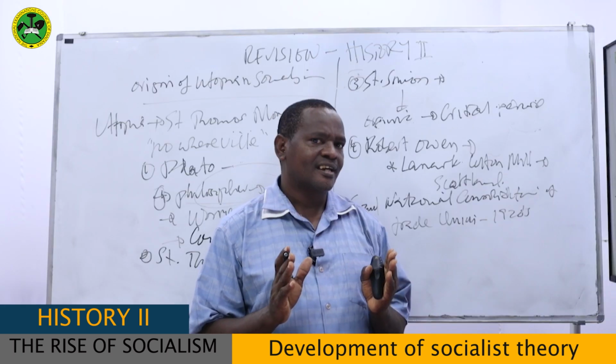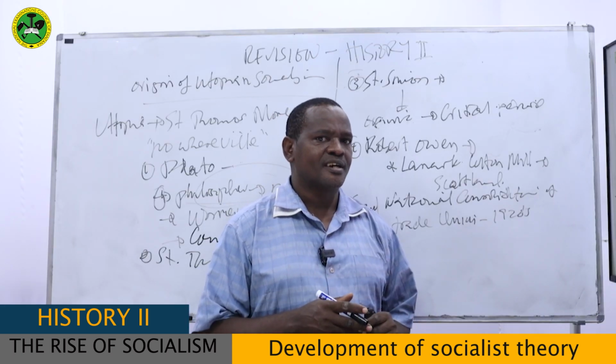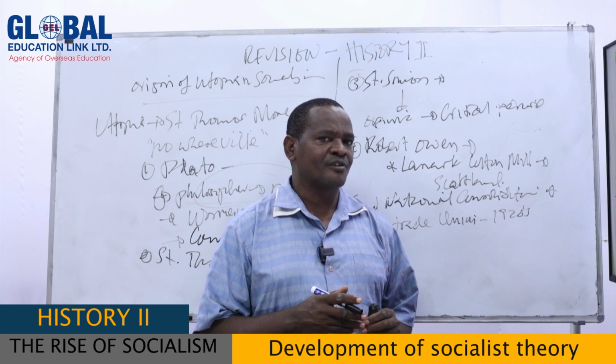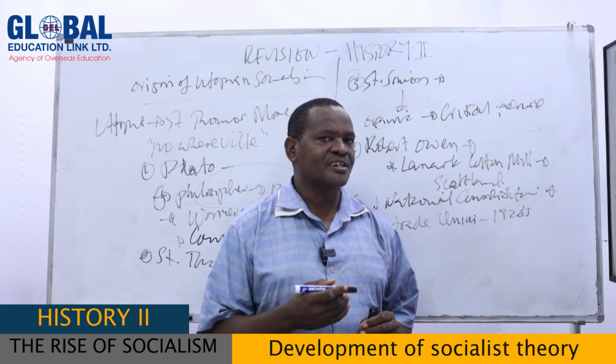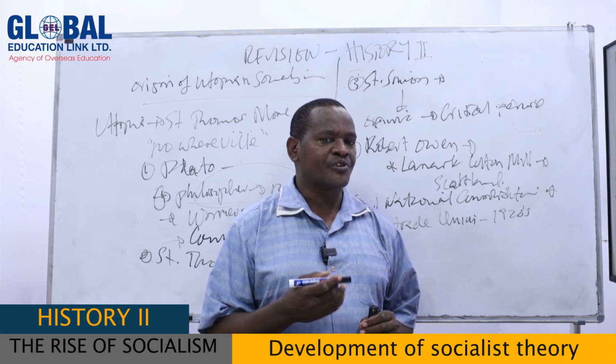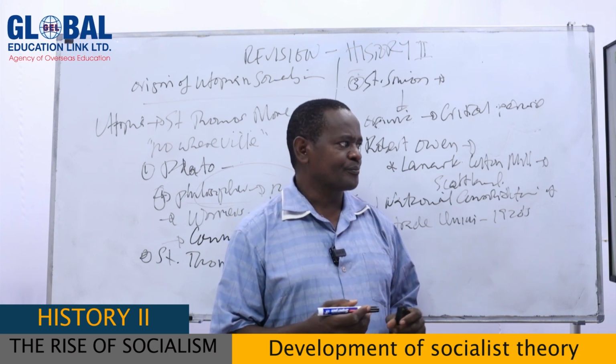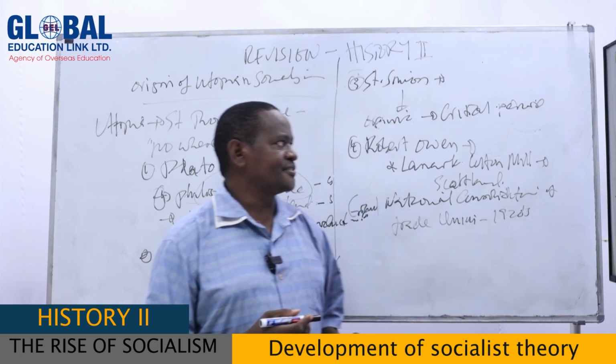So it shows the extent to which Robert Owen was dedicated to the establishment of socialism. But remember, I said he was a utopian socialist because the processes that he used to establish socialism were so difficult for reaching the intended goal. So this is also what we can say.